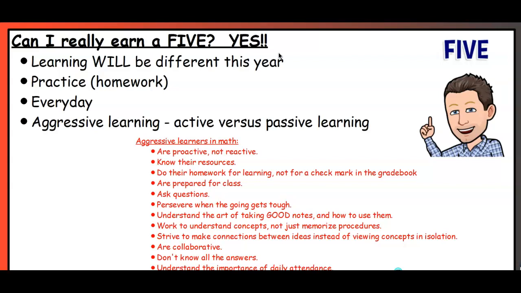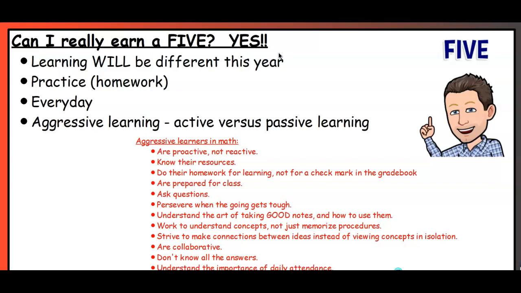And that brings us to the next attribute of an aggressive learner. An aggressive learner asks questions, even if the learner thinks this might be a dumb question. It might be, but it's still a question and it needs an answer. Aggressive learners persevere when the going gets tough. They don't give up because the math is hard. They keep going, they phone a friend, they reach out to the teacher, they do whatever it takes to get through. Aggressive learners understand the art of taking good notes.